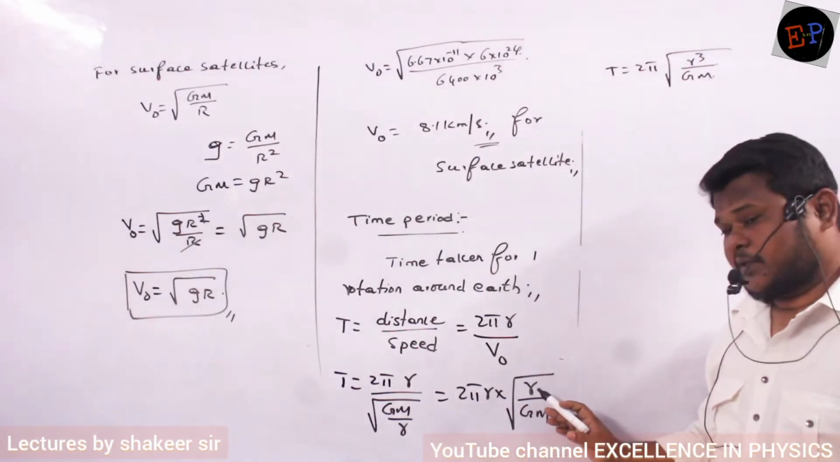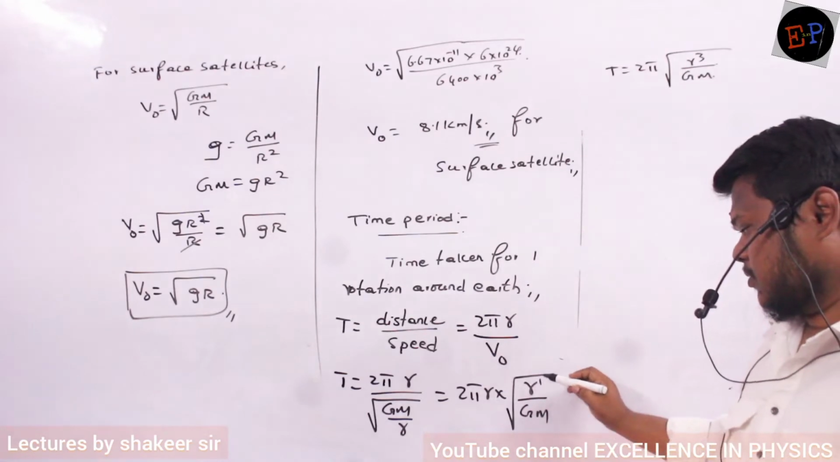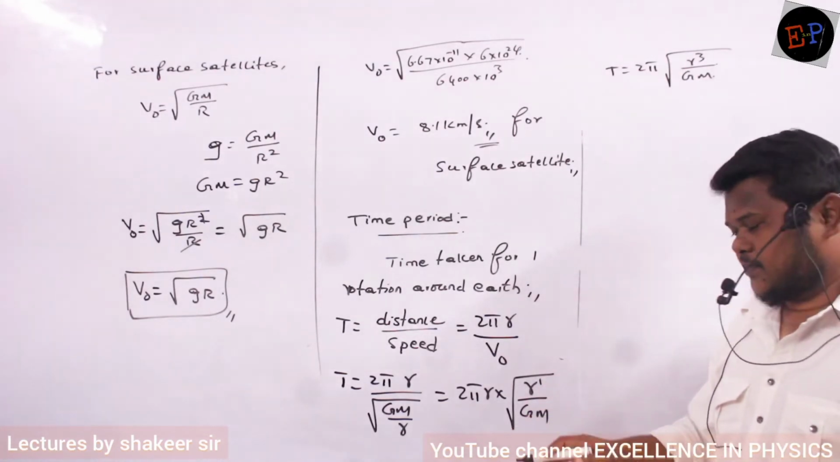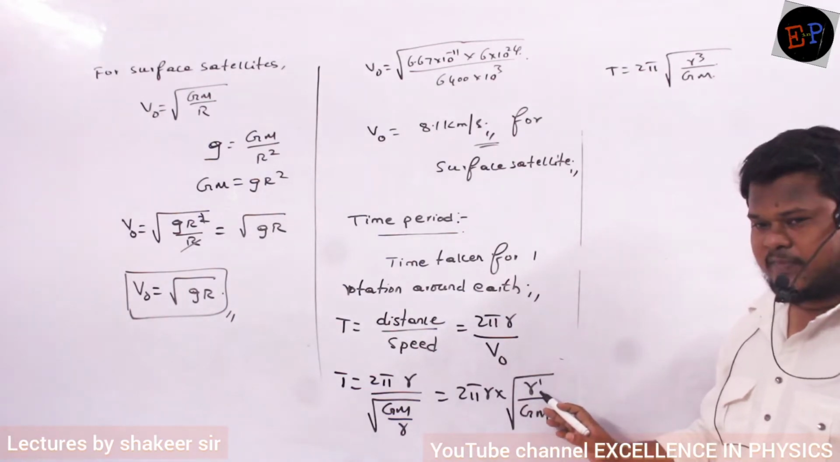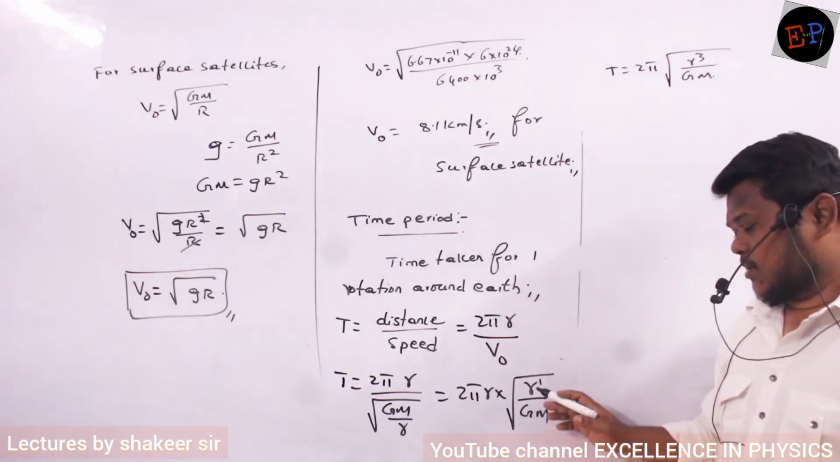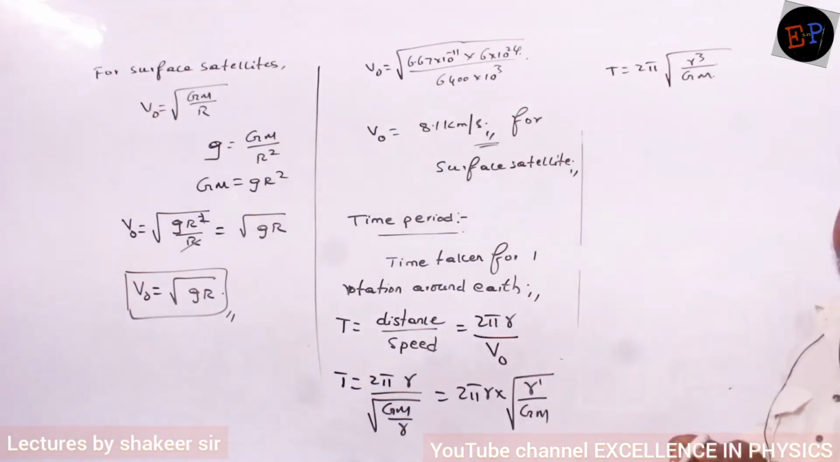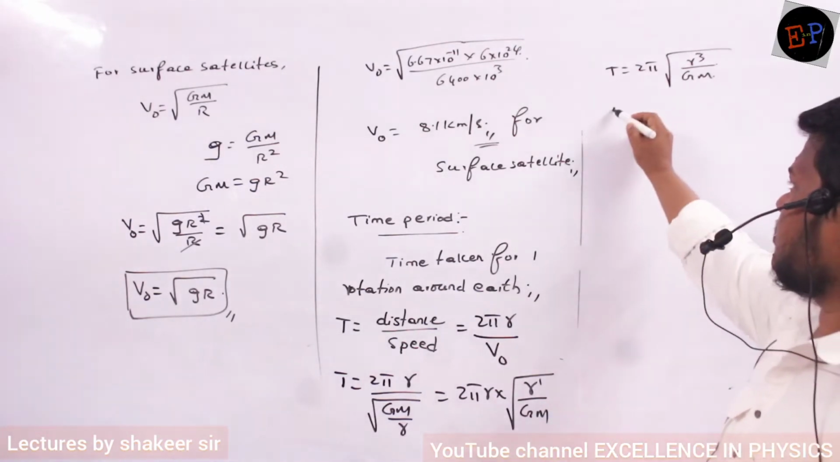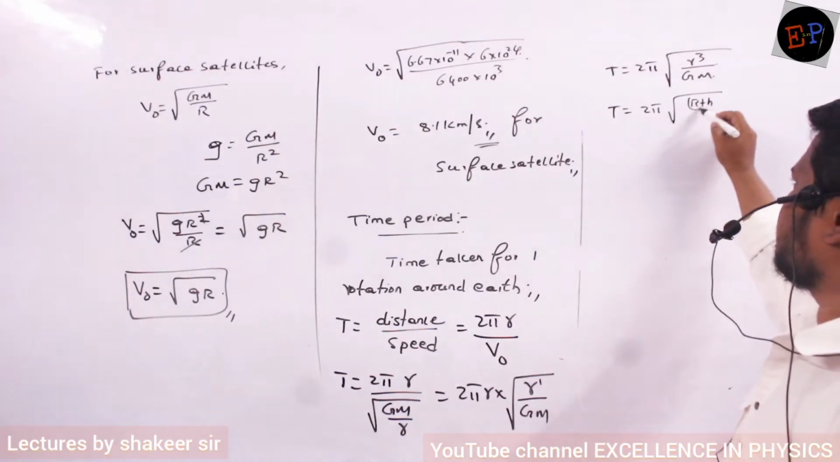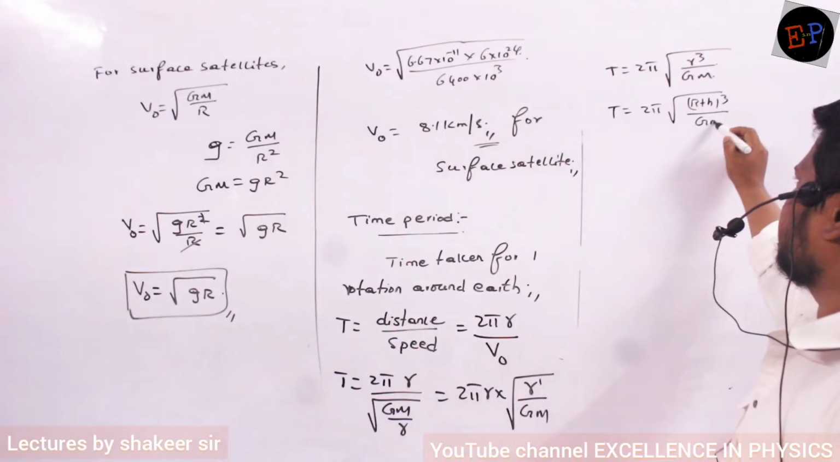R power 1 only. Root r means r power 1. It is present inside the root only. We are not taking it outside. This one I am taking inside. R, if it goes inside the root, it will become square number, r square. R square plus 1 r cube. Clear? The same equation I can write like this also: 2 pi into square root of (r plus h) whole cube divided by gm.